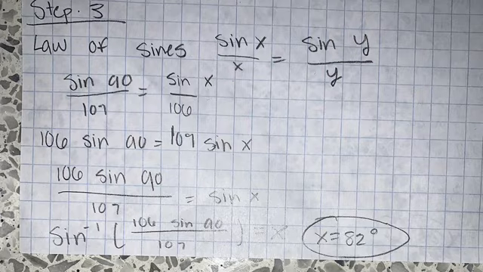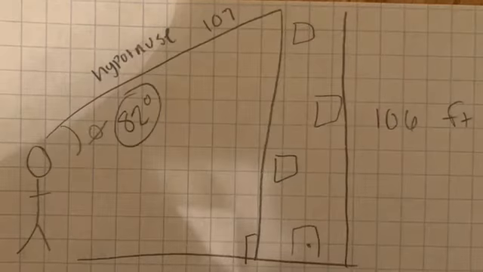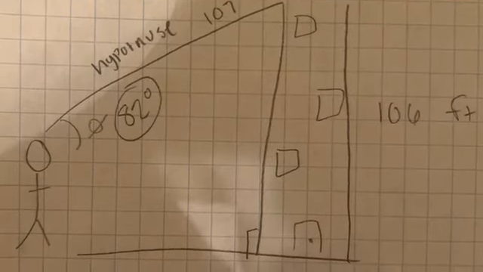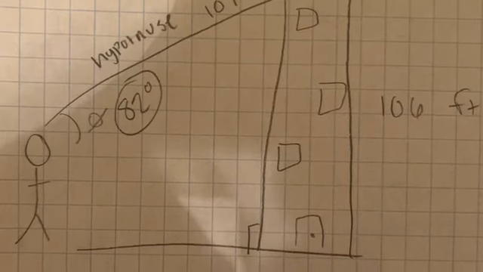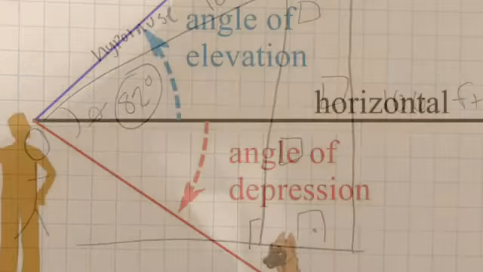And so we're going to cross multiply as shown above to get 106 times sine of 90 equals 107 times sine of x. And we're going to divide by 107 to isolate the sine of x, and then use the inverse sine to cancel out the sine of x as shown above. And then we're going to plug into our calculator. Inverse sine of 106 times the sine of 90 over 107 is equal to x, which is going to be 82 in this situation. 82 is going to be our angle of elevation.